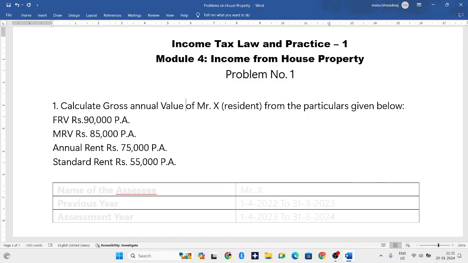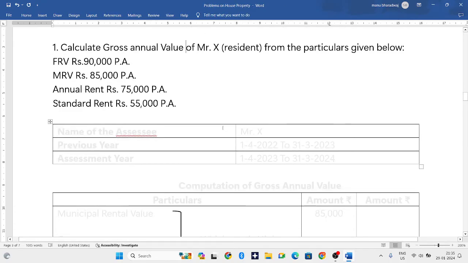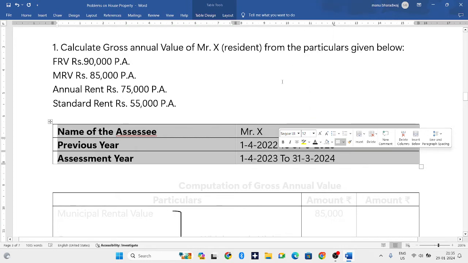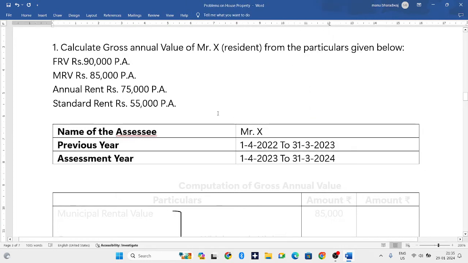So based on the information available, we have to prepare a table in which we are supposed to calculate the gross annual value for the assessment year 23-24. We have to find out how much the gross annual value comes to. Always in income tax, whichever problems you solve, you have to always write the name of the assessee, previous year and assessment year. That is compulsory.